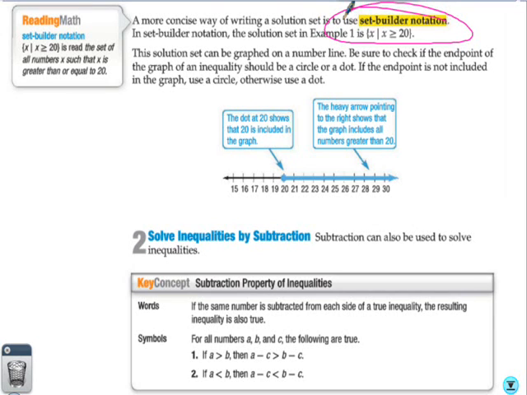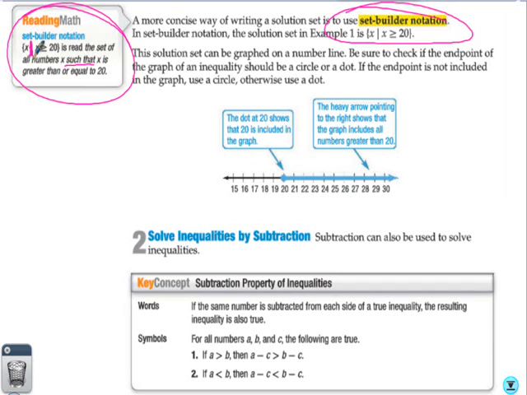I don't want you to freak out about it. Over here on the left side, you can see it spells it out for you. This is read the set of all numbers x such that x is greater than or equal to 20. And that's such that. That's what this line right here means. We put that in there because as you go on through math, we're going to get to real numbers and imaginary numbers and complex numbers and all these different kinds of numbers where you're going to make sure that your answer is very specific.